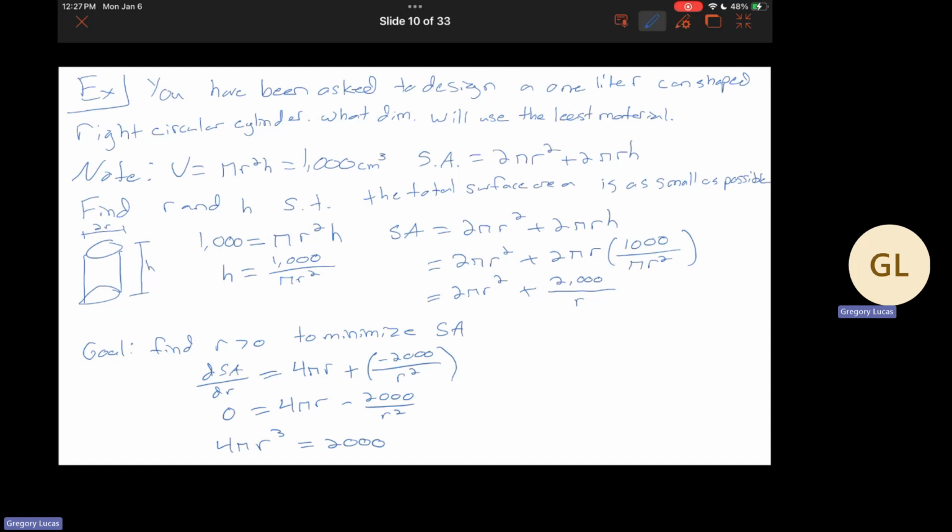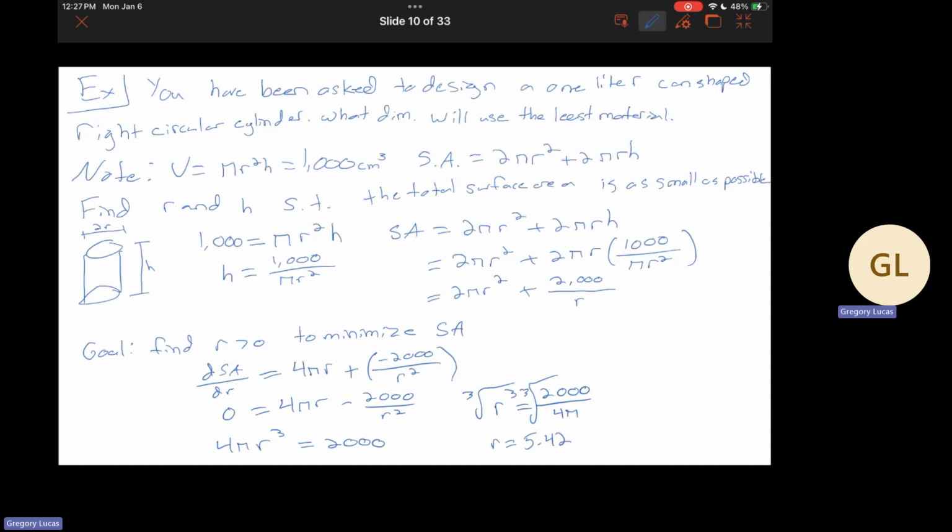Oh, sorry, let me repeat that. I subtracted the 4 pi r to the other side. Then I want to multiply by a negative r squared, and that's going to cancel out my r squared in that denominator. Okay? So now we just solve for r. r to the third is going to be 2000 divided by 4 pi. I'm going to take the cube root of both sides. And let's go ahead and plug that into a calculator. So we'd get r is about 5.42.